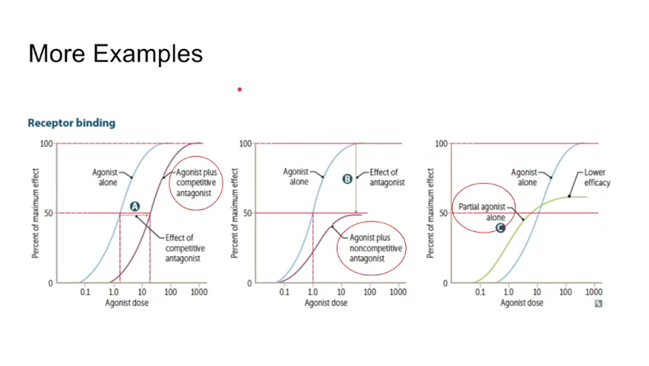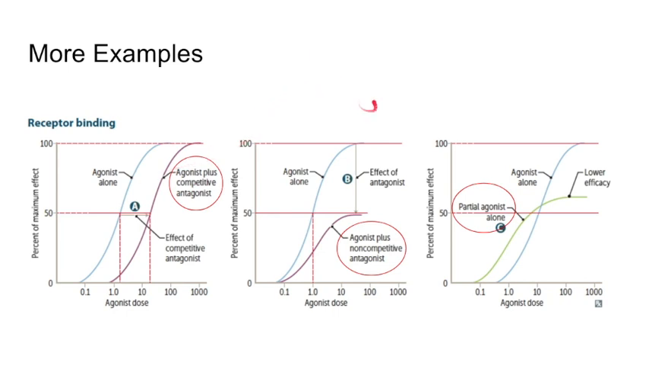So just to beat the concept home, here we have our agonist alone. If we add a competitive antagonist, we talked about this before, a competitive antagonist reduces the potency. We still are able to achieve the same maximum effect of 100, but we shift to the right because we have our agonist competing with an antagonist at the same site.